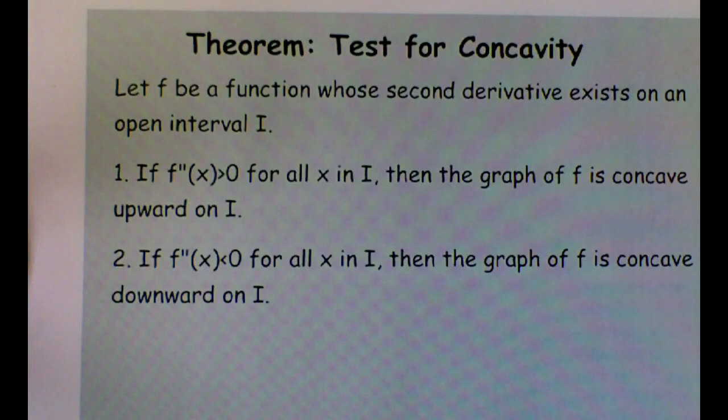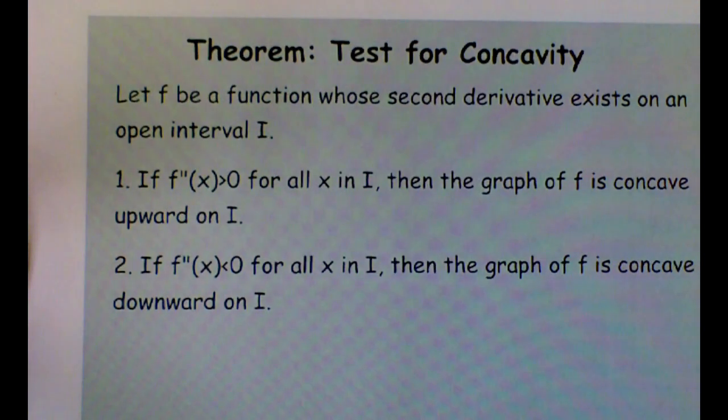So the test for concavity: f is a function whose second derivative exists on an open interval I. If the second derivative of x is greater than 0, so positive, for all x in I, then the graph of f is concave upward on the interval. If the second derivative is less than 0, so negative, then the graph is concave downward. This is very similar to our increasing and decreasing from the last section, except that it's the second derivative, and that is related to concavity.